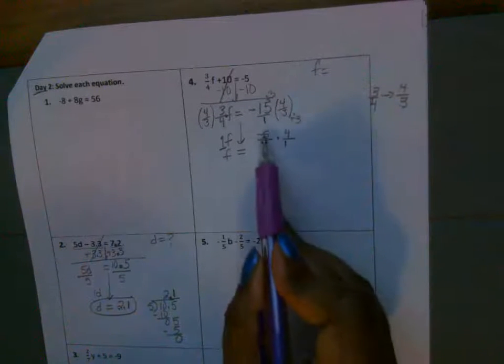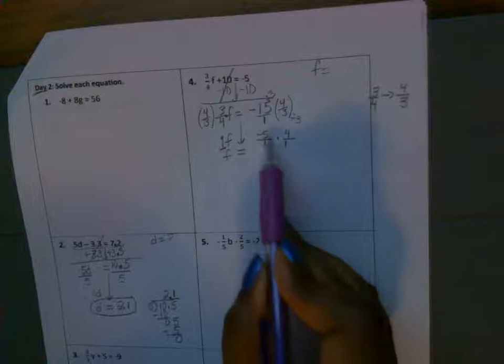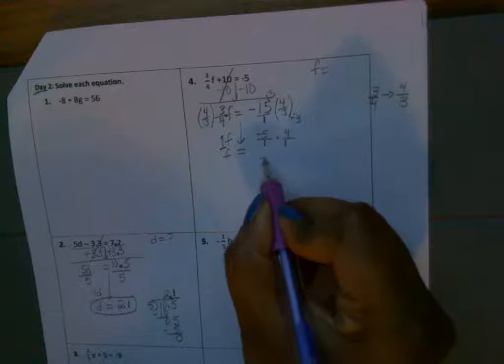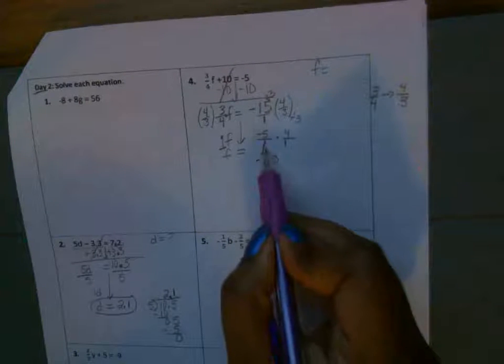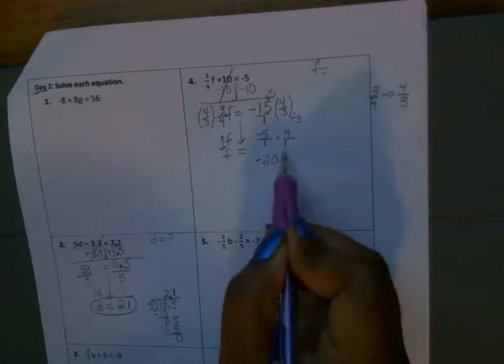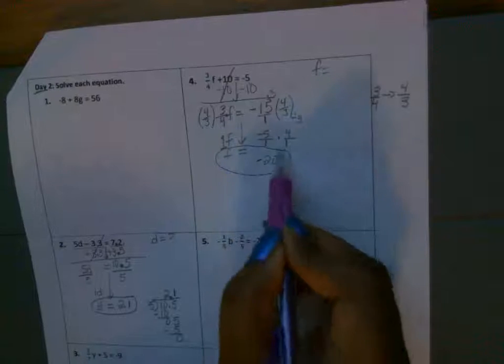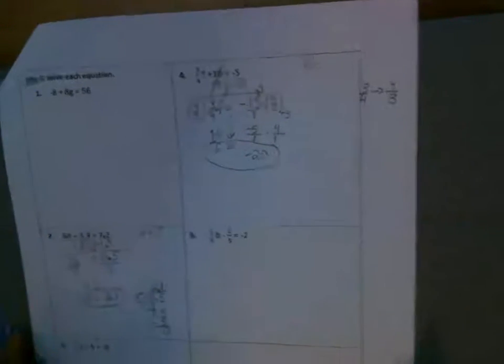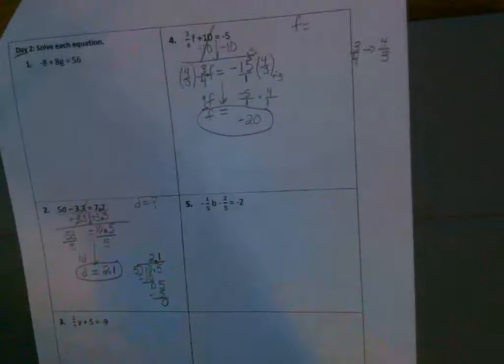Now I'm going to multiply straight across. A negative 5 times 4 gives me a negative 20. And 1 times 1 gives me 1. So my answer is going to be negative 20 over 1, or just negative 20. Okay, slide this up just a little bit. I'm going to do number 5.